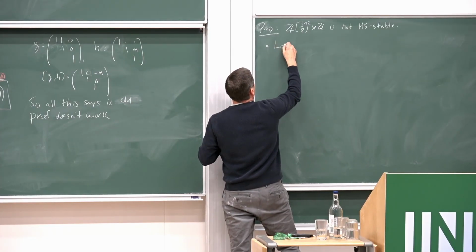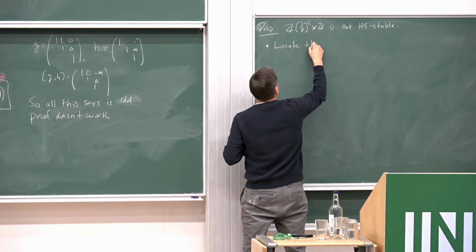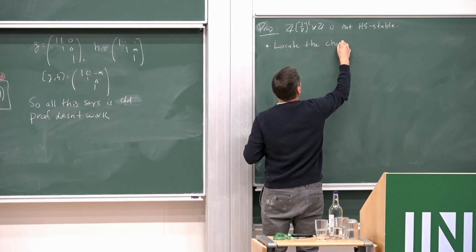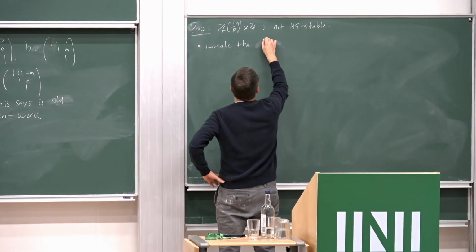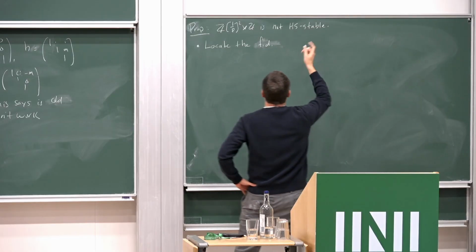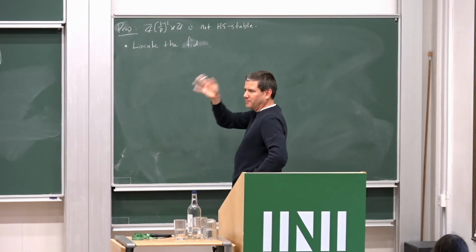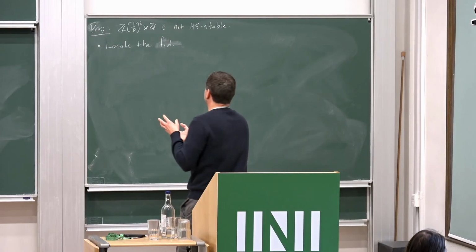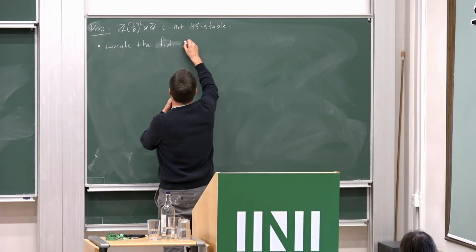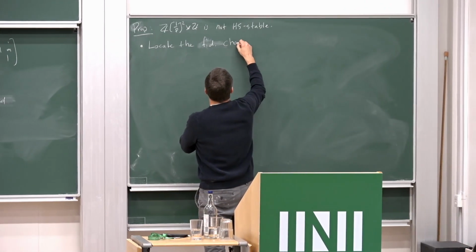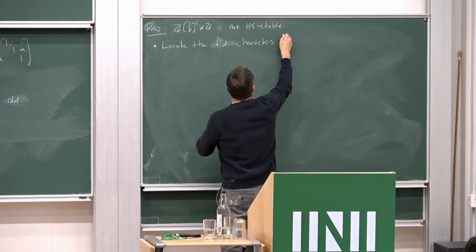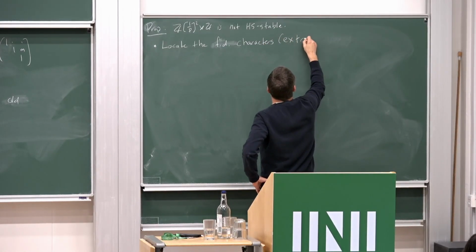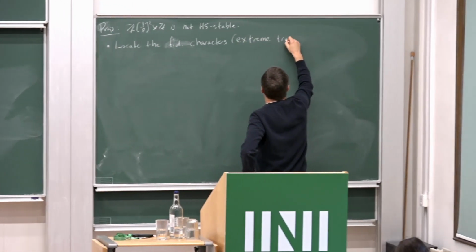One, locate the characters. Not finite dimensional characters. So I just have to show it's not Hilbert-Schmidt stable. If I can locate all of the finite dimensional characters and then produce one bad one, put those together, and everything's okay. So locate the finite dimensional characters. For me, this means extreme traces.